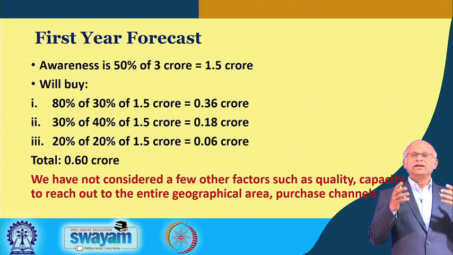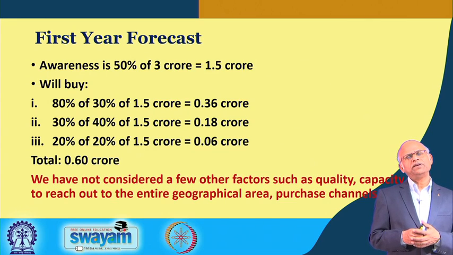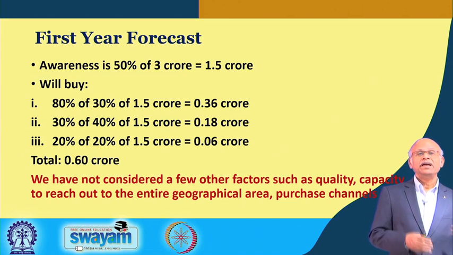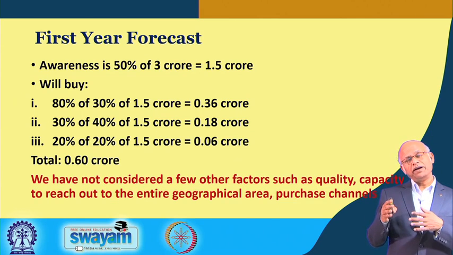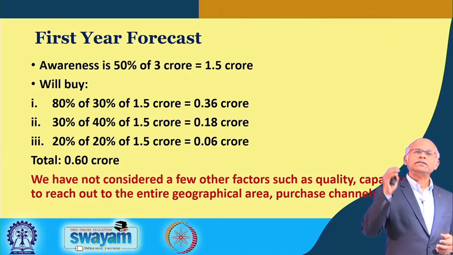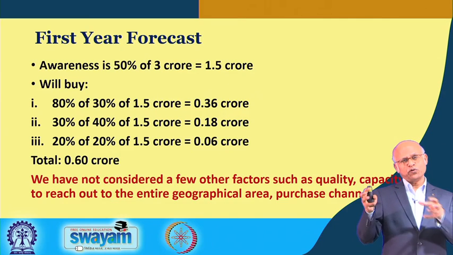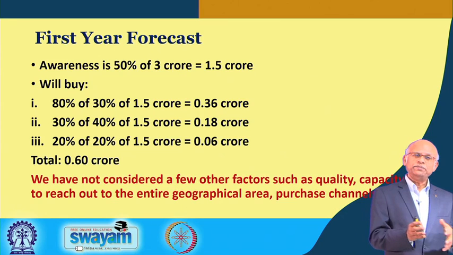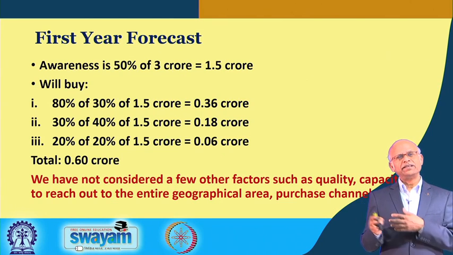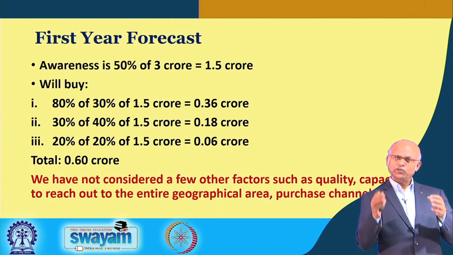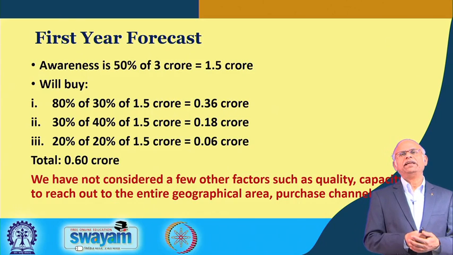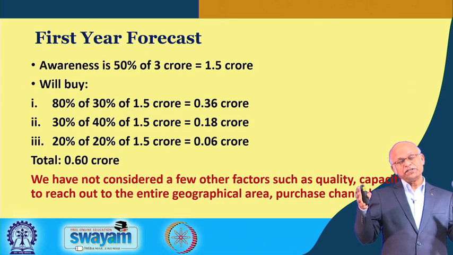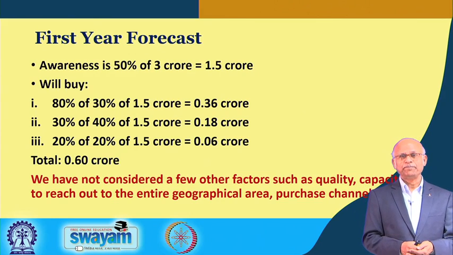Now, out of the 30% of the people who say that we will definitely buy, only 80% will buy. So, 30% of 1.5 crore worth of market are ready to buy, but 80% of them will get converted into buyers. So, you are actually going to achieve something like 0.36 crore rupees worth of market out of this 30% population, that is, the early adopters.